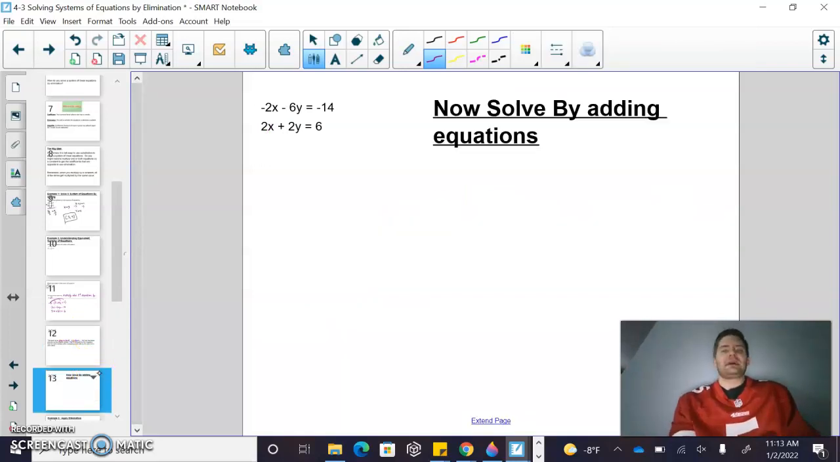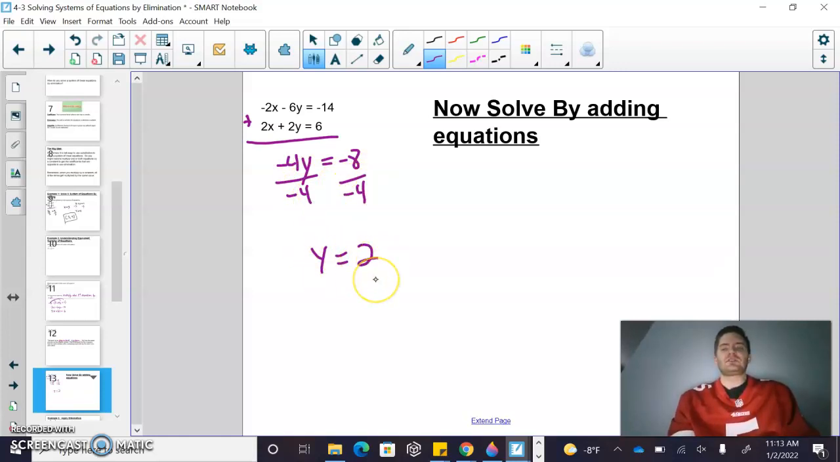Now we're going to solve this by adding. So now we can add both of these equations together. Adding negative 2x and 2x together, that disappears and gets to 0. Negative 6y plus 2y is negative 4y. Negative 14 plus 6 is negative 8. Now we're going to divide both sides by negative 4. y is going to be equal to 2.